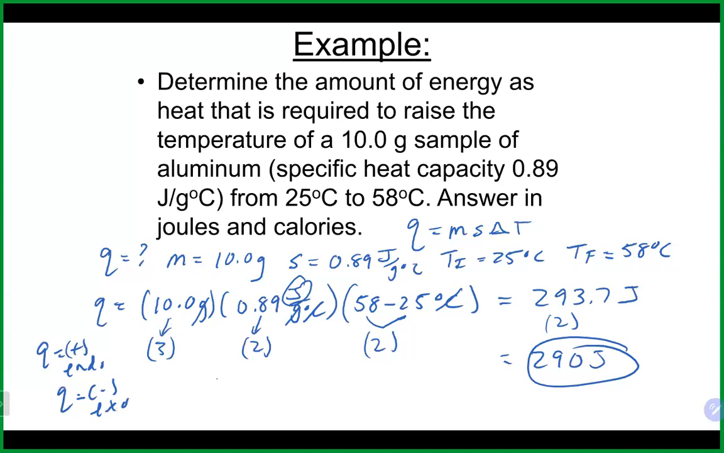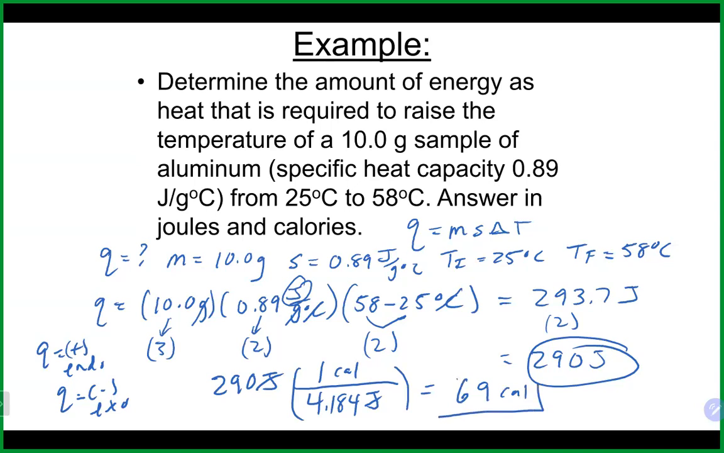We also wanted calories, right? So we'll take our rounded number of 290, and there is 4.184 joules per 1 calorie. Here the joules will cancel. So if I take my 290 divided by 4.184, looks like perhaps 69 calories in this case, right? 69 calories will work in that case. Any questions on that there?